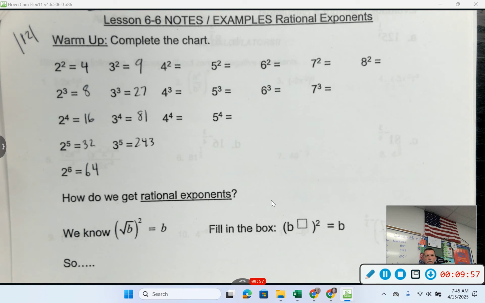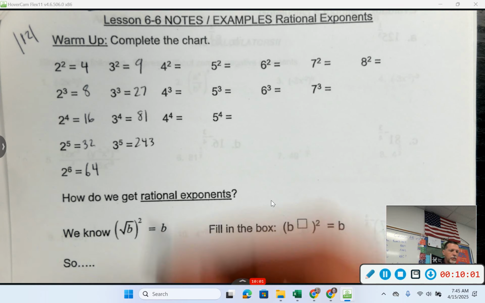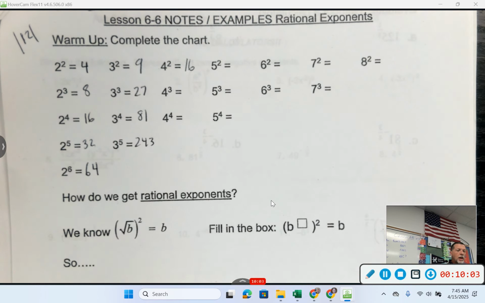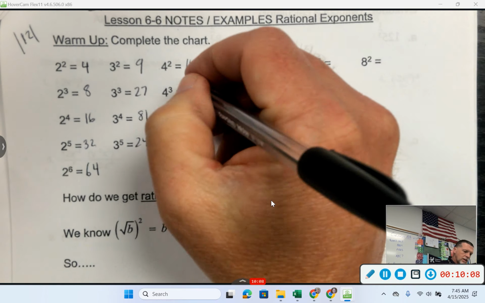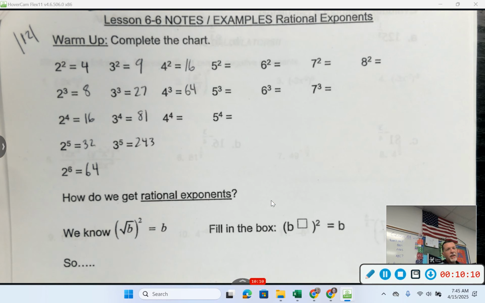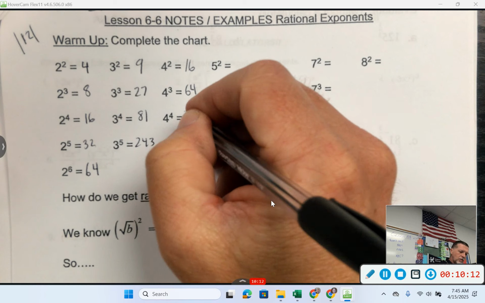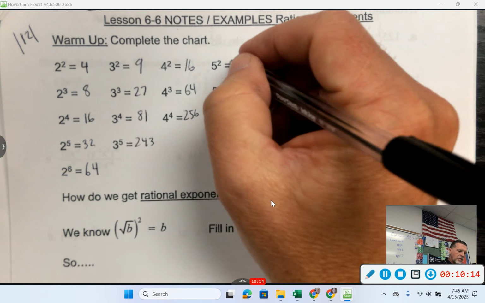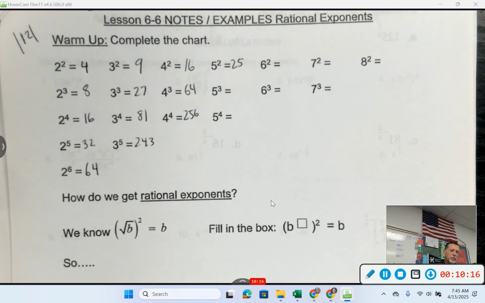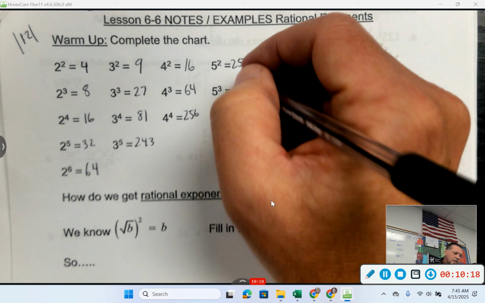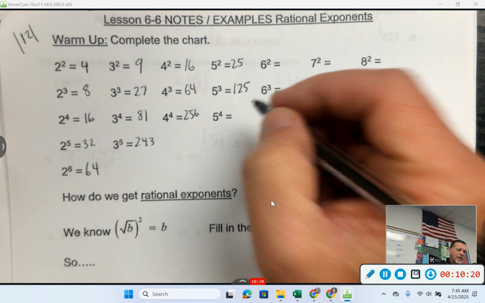You multiply by the same number to get the next one. 4 squared is 16. Multiplied by another 4 is 64. Multiplied by another 4 is 256. 5 squared is 25. Multiplied by 5, and multiplied by 5 again.